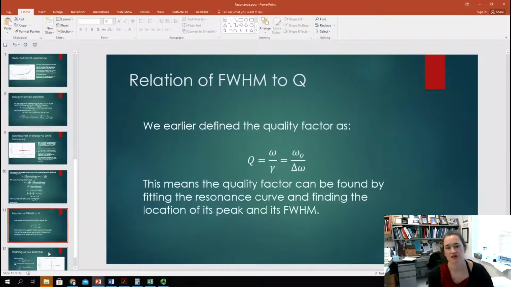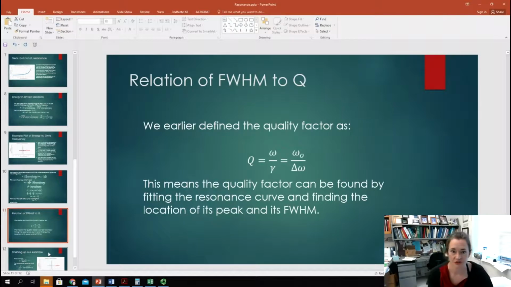Now, earlier we defined our quality factor, right? We said that our quality factor was equal to the frequency divided by the damping. So if you're near resonance, then omega goes to omega naught, and the damping gamma goes to delta omega. So you can say that your quality factor is equal to where the peak is located at resonance, the resonant frequency omega naught, the natural frequency, divided by the full width half max of your curve, delta omega. Okay, so that's how your quality factor is related to the full width half max.